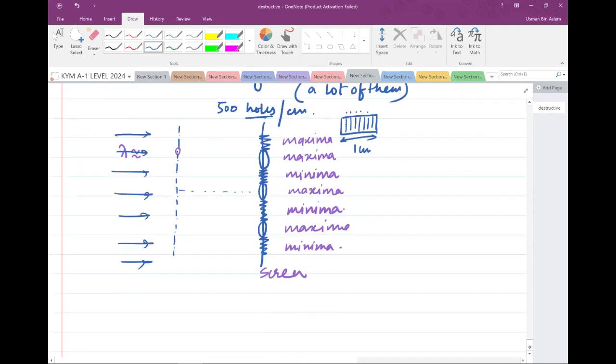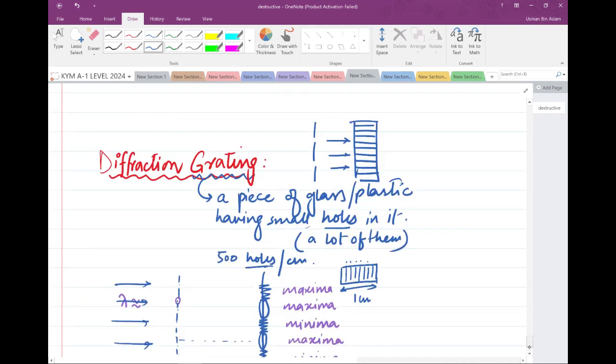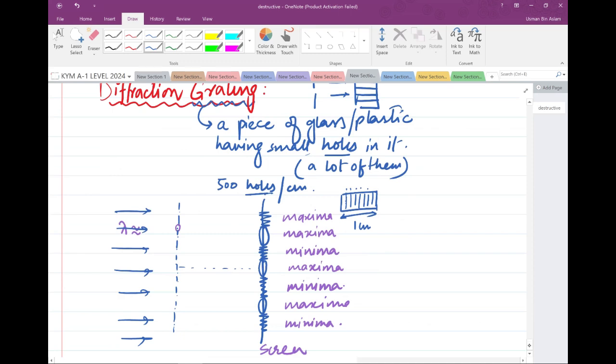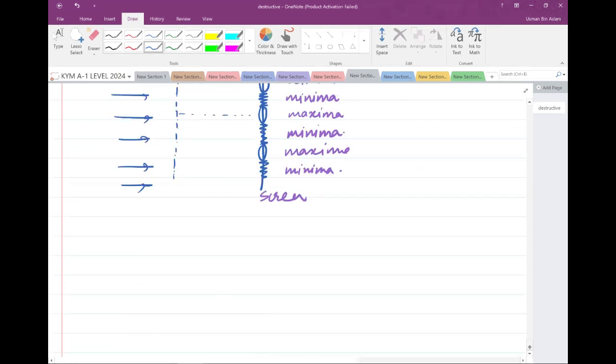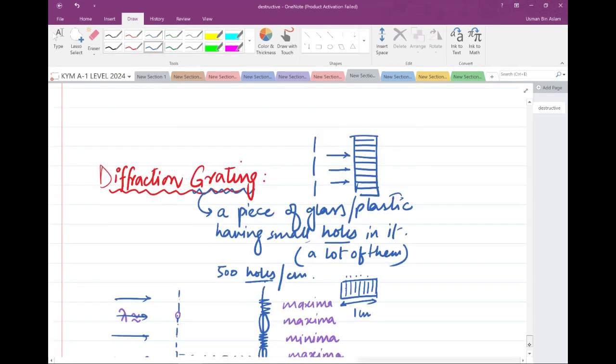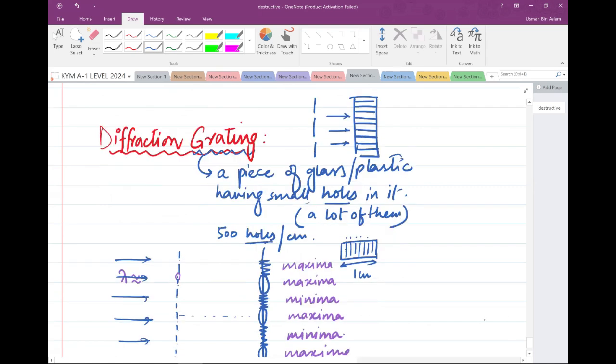Okay. Should we get back to our discussion about the diffraction grating? Yes. Okay, that's great. So is this topic fully done now? Yes, interference is done. Double slit interference is done. All right.